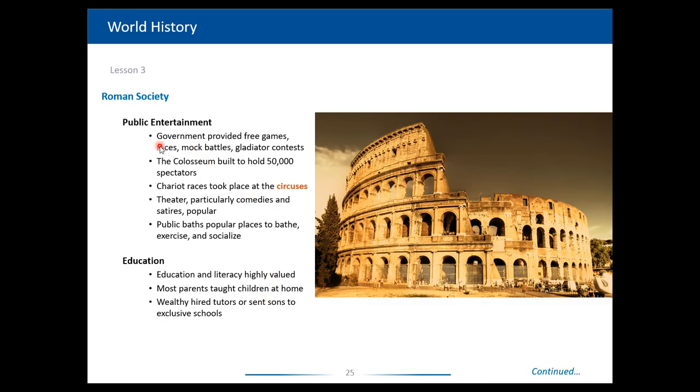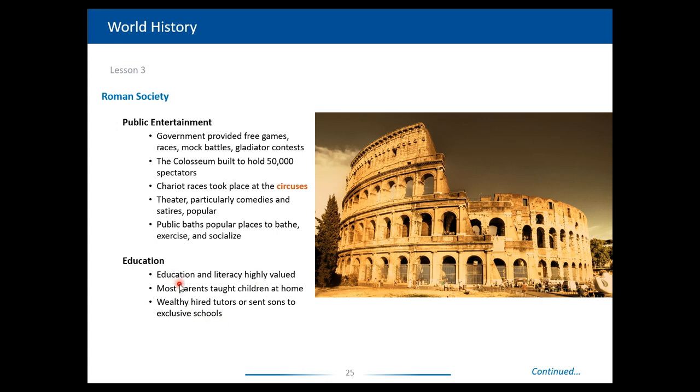The public entertainment included government provided free games, races, mock battles, and gladiator contests. The Colosseum was built to hold 50,000 spectators. Chariot races took place at the circuses, and remember, these circuses were free. All of this was free. This was in order to keep the people from protesting. You got it. Theater, particularly comedies and satires, was popular. Public baths were popular places to bathe and exercise and socialize.